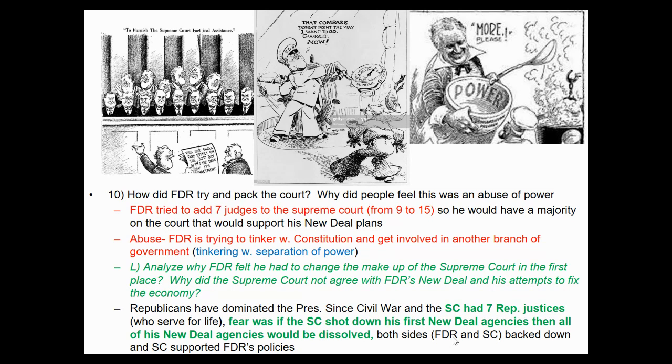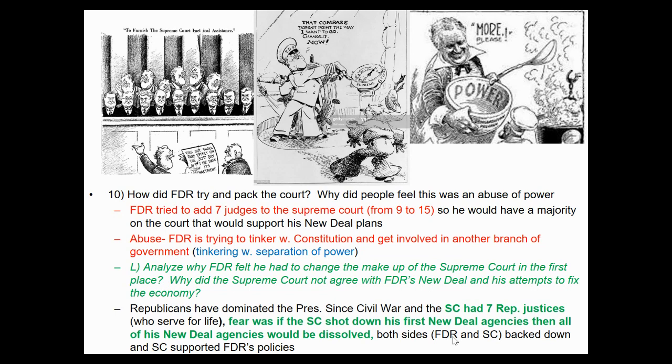And the fear was that if the Supreme Court shot down the first New Deal agencies in a test, then all the other New Deal agencies would be dissolved. So FDR saw this as the only way, or a way to try to make his New Deal agencies work, right? Now, what ended up happening is when this conflict went down, both sides understood that they had to make concessions. FDR recognized he can't change the Supreme Court and tinker with it.